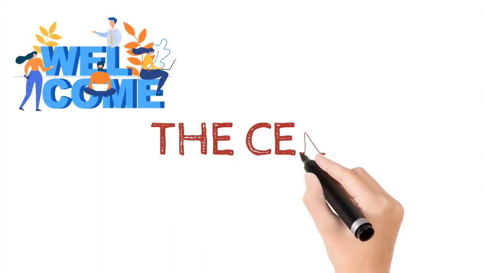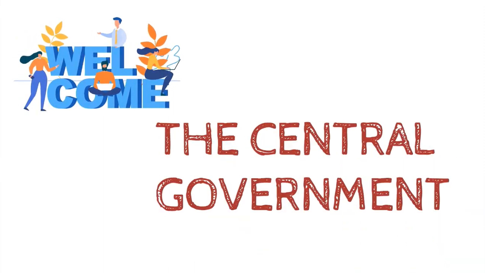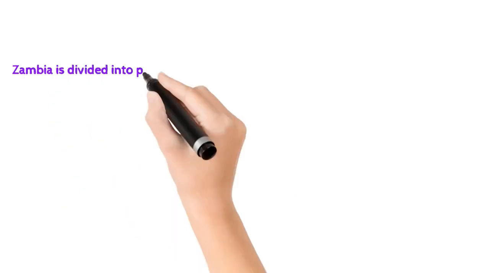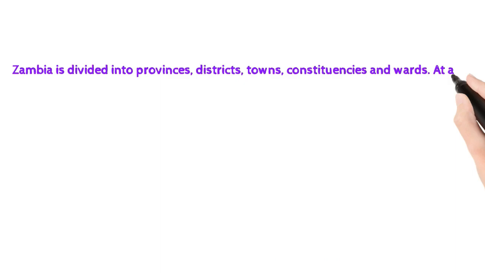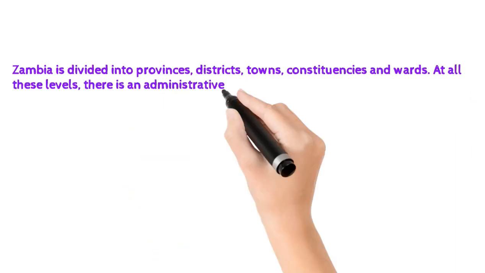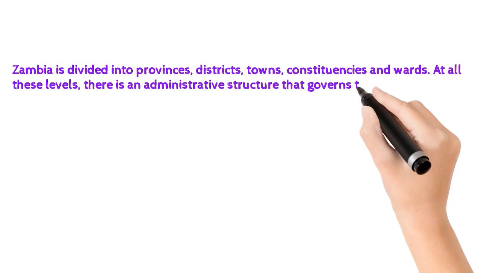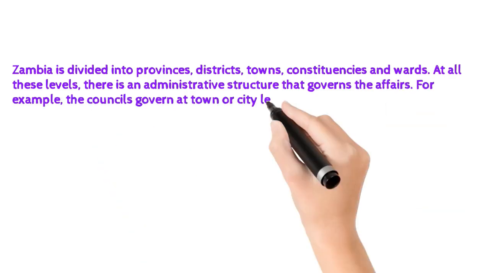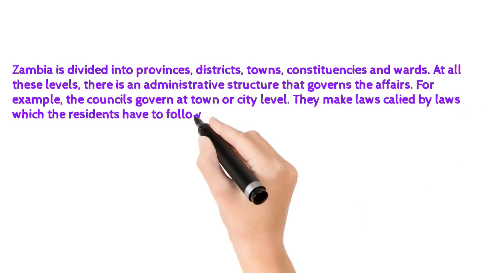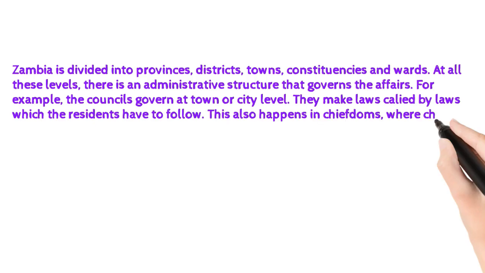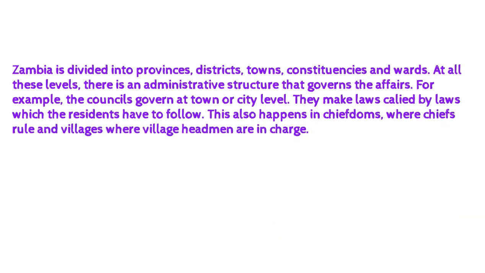The central government. Zambia is divided into provinces, districts, towns, constituencies, and wards. At all these levels, there is an administrative structure that governs the affairs. For example, the councils govern at a town or city level. They make laws, which are called bylaws. The residents have to follow them.